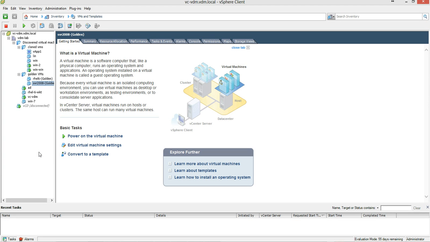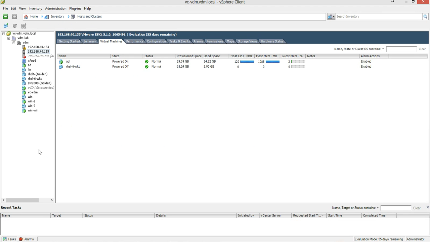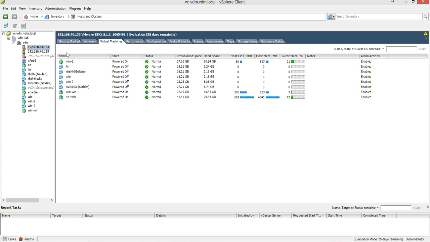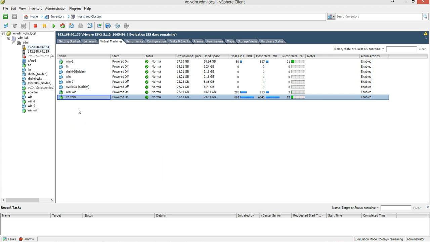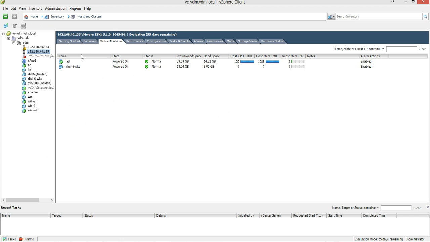So here is my environment. If I go to the hosts and clusters view, you could see both of my hosts. So host number 1 is running most of my virtual machines. My vCenter is here, and my Active Directory and domain controller is running on the other host.